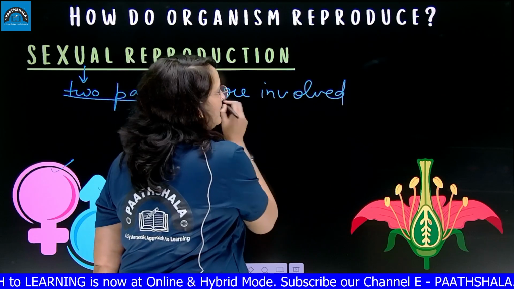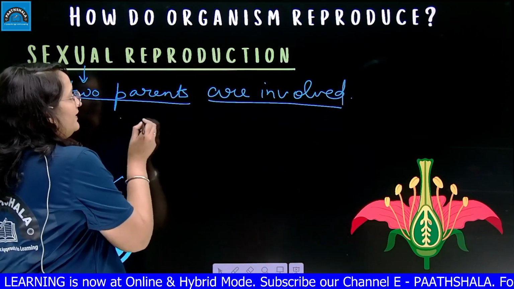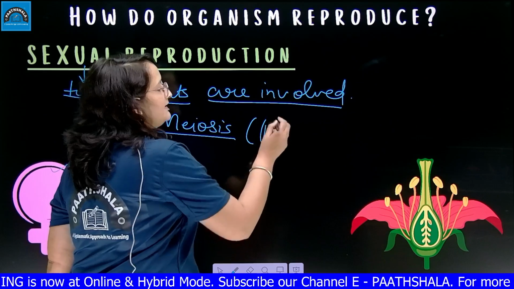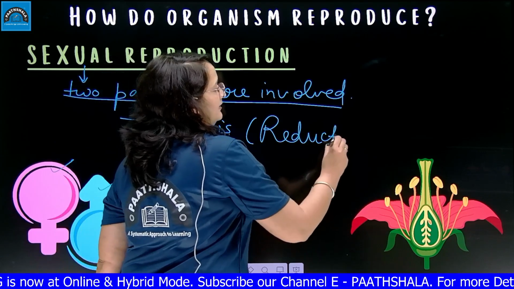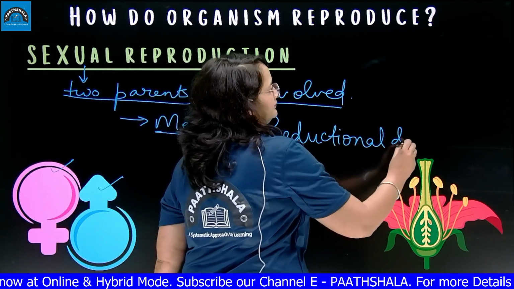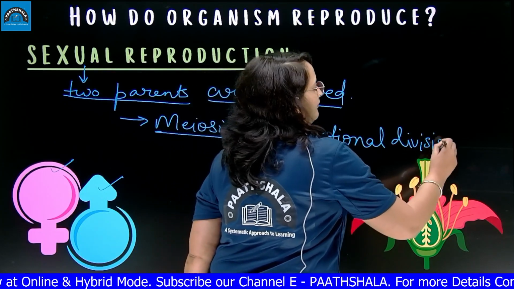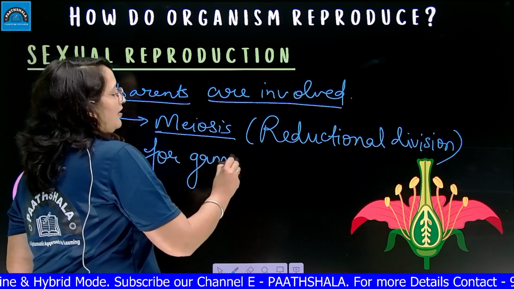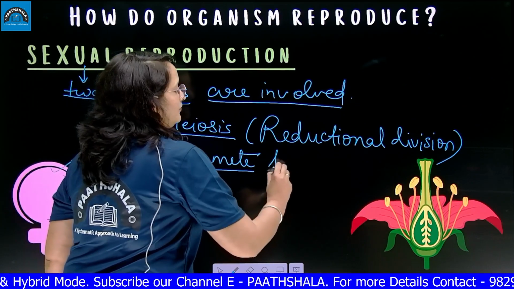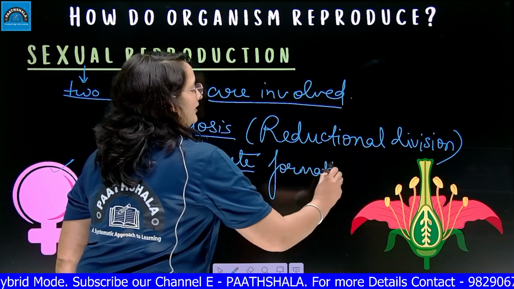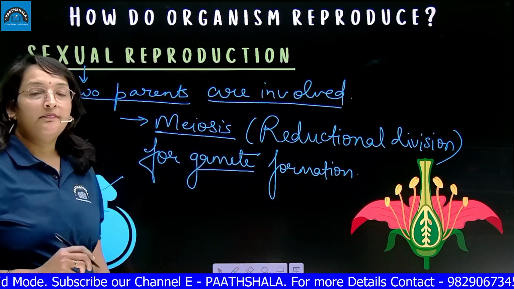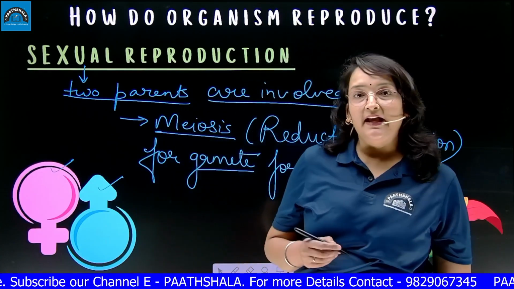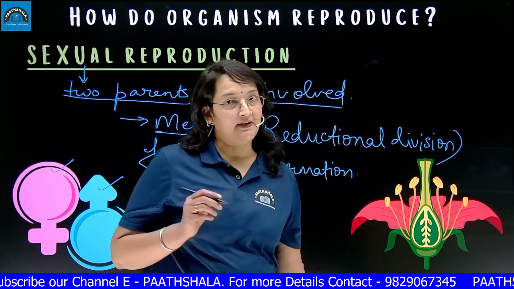and when these two parents are involved, that means there will be meiosis, which is also called reductional division, for gamete formation. When two parents are involved, there will always be gamete formation. Now, because of meiosis, the gametes will be haploid in nature. They will have only a single set of chromosomes. They are not in pairs.